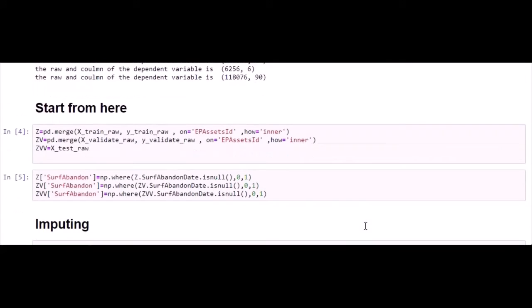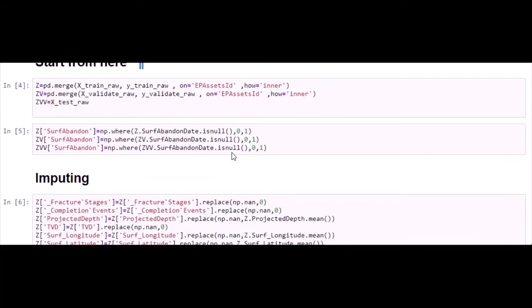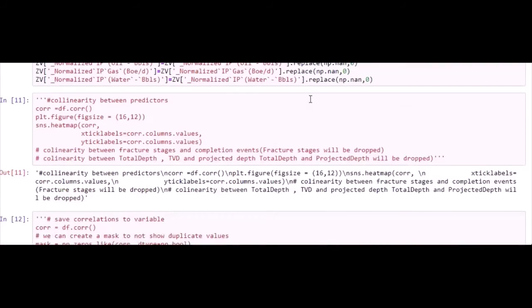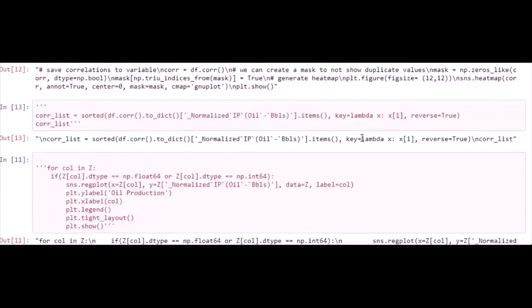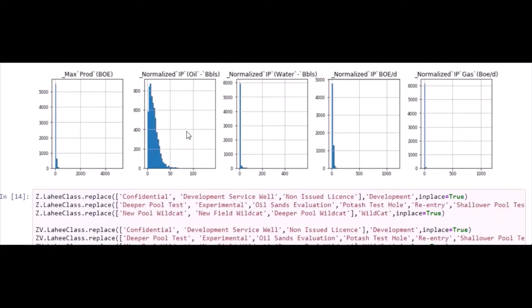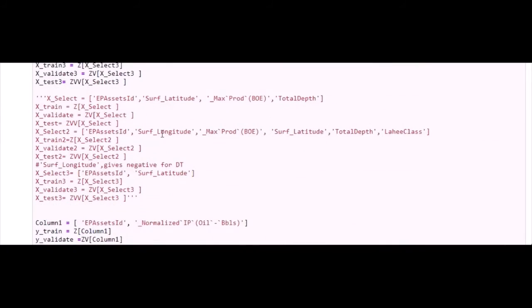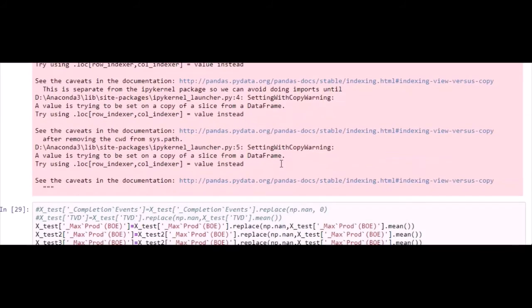So for the regression, as the number of rows in the Viking file was smaller than the training, I did a merge and I did imputing and changed the nulls in the oil and gas and water with zeros and other things. So I plotted histograms for the data file and did the same grouping for the Lahee class and things. And I used 3 different models for each of the oil, gas, and water production. There are different parameters for that.